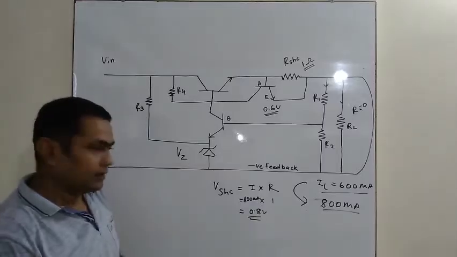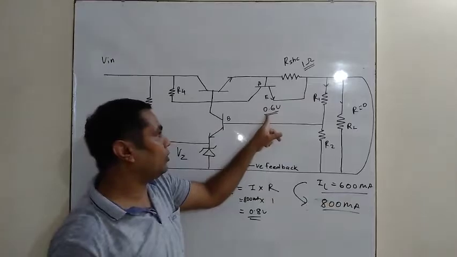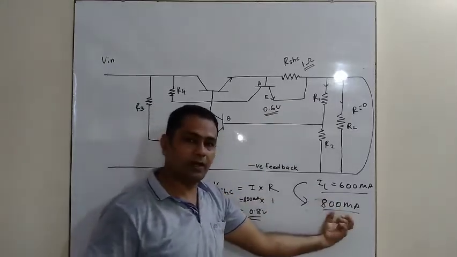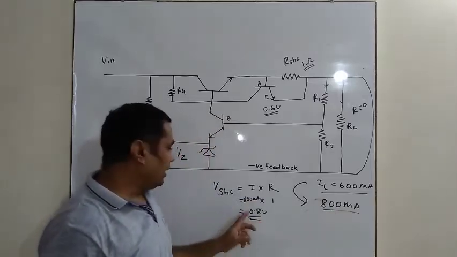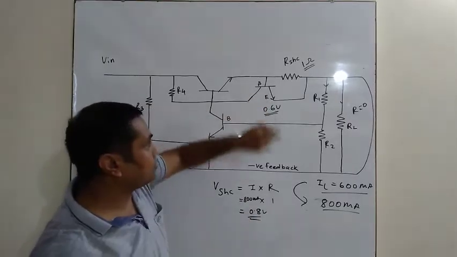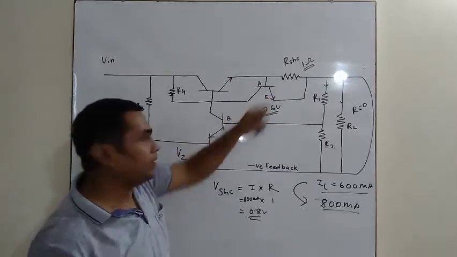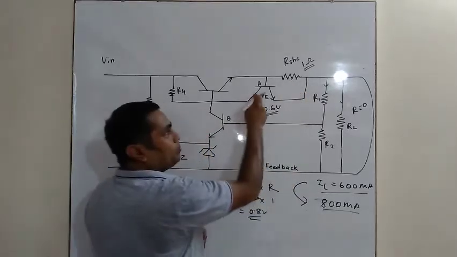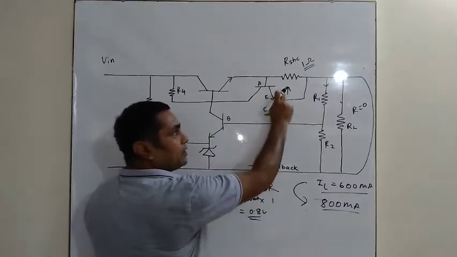Before, when the current was 600 milliampere, the voltage across this resistor was 0.6 volt. Right now, the current is increased up to 800 milliampere. The voltage is increased by 0.2 volt, and which is greater than 0.7 volt. So in this way, this transistor's diode connected between base and emitter will be forward biased. That means the voltage across this resistor is applied in parallel to the base to emitter, so the voltage across base to emitter is increasing.